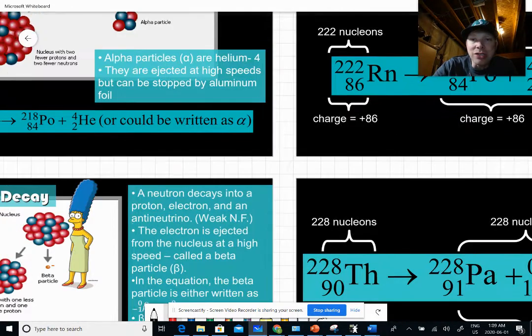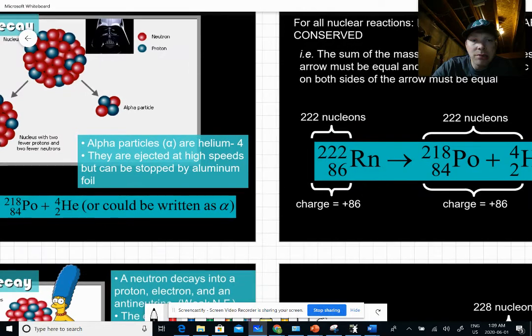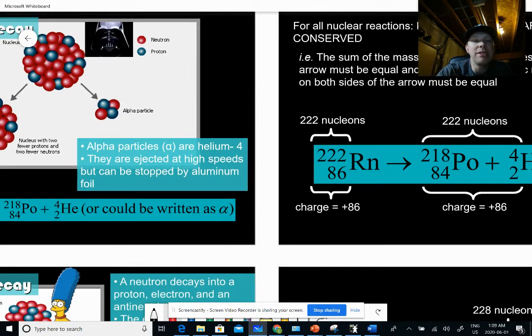And I think actually, one thing that I didn't mention is that one of the things that we talk about is what level of penetration is there for each of these types of decay. And so for alpha, you're able to stop an alpha particle if you had a piece of aluminum foil. Okay, or even a piece of paper would stop an alpha particle.